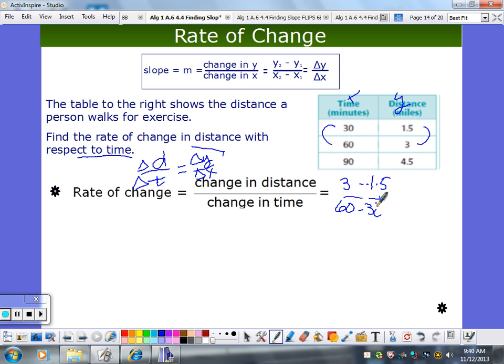And if this is just a slope problem, 3 minus 1.5 is 1.5. 60 minus 30 is 30. Well, they kind of started it. They made it in decimals. We can keep it in decimal, because real life problems we often do in decimal.